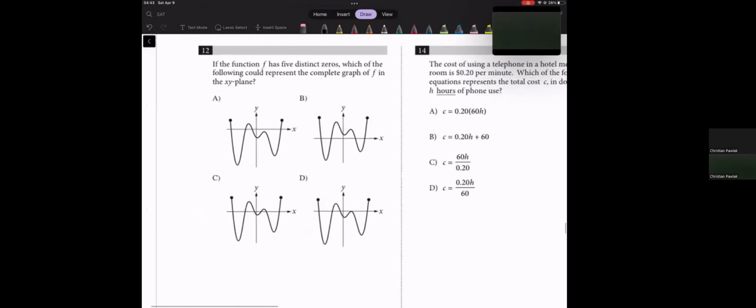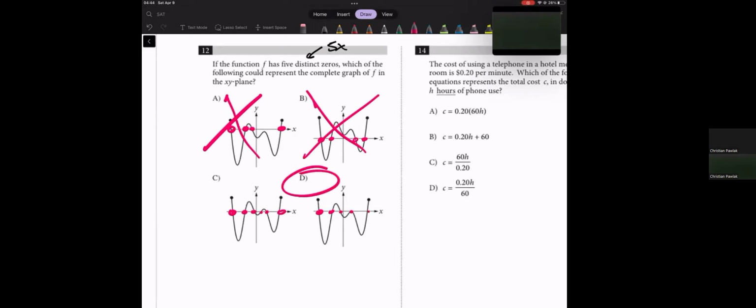All right, number 12. If the function f has 5 distinct zeros, so that means it crosses the x-axis 5 times. That's what a zero means, crosses through the x-axis. Which of the following could represent the complete graph of f in the xy plane? Well, if I count up the times it crosses through the x-axis, 1, 2, 3, 4, not enough. 1, 2, 3, 4, not enough. 1, 2, 3, 4, 5, 6, too many. 1, 2, 3, 4, 5. Got to be this one.